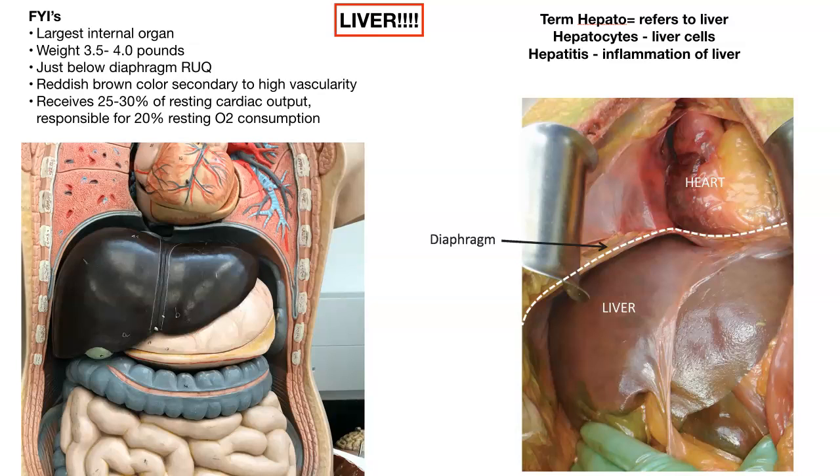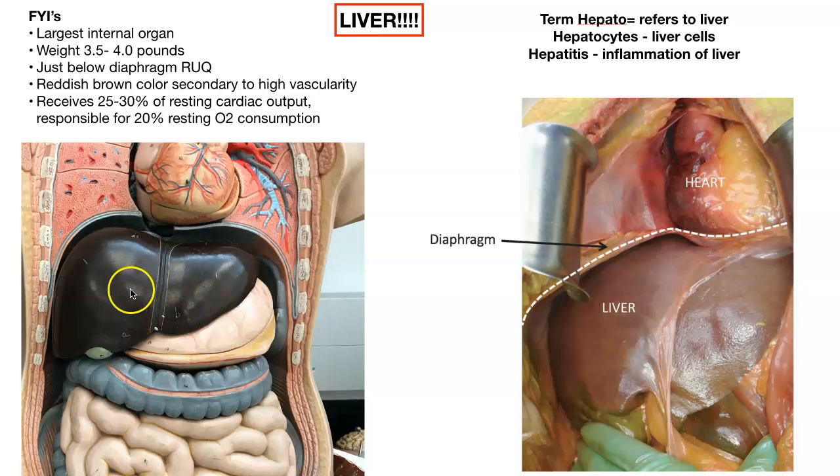So the liver is your largest internal organ. It is huge. Here we see it on the torso model. It takes up a huge part of your abdominal cavity in the right upper quadrant, all the way mid and part of the right upper quadrant, left upper quadrant too.